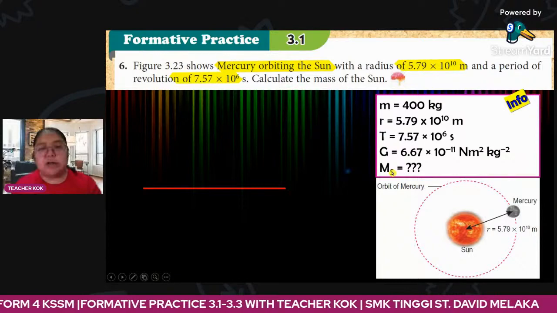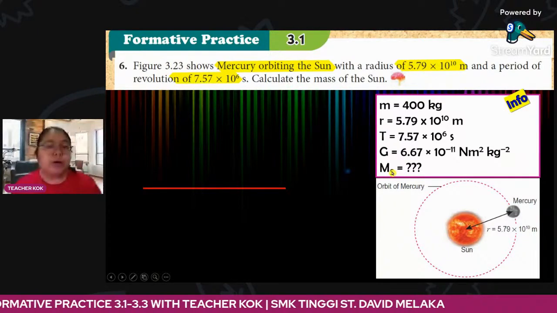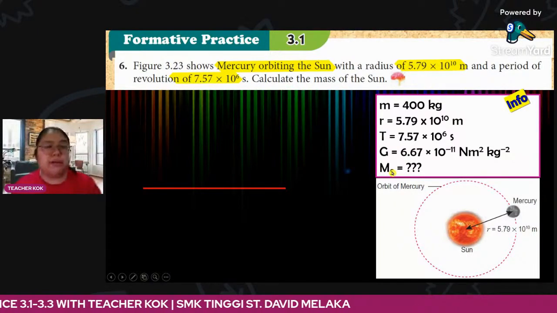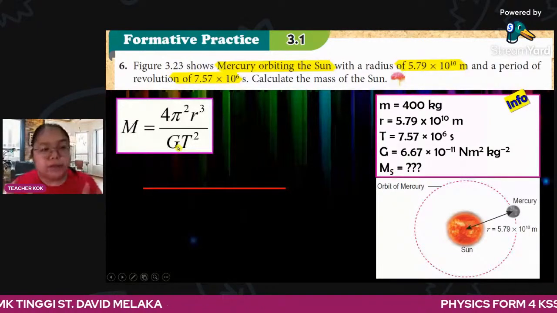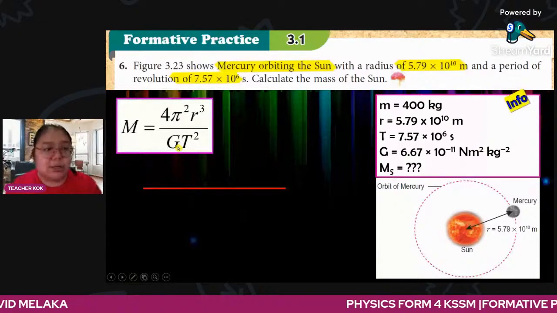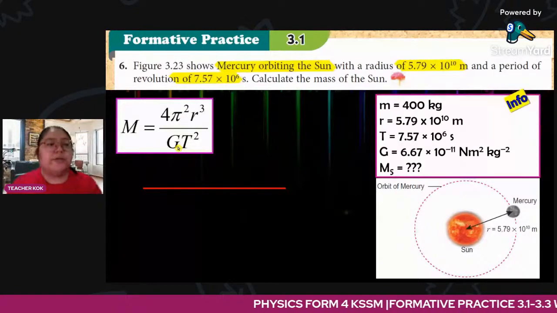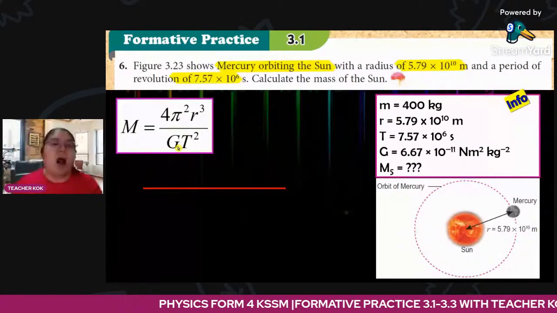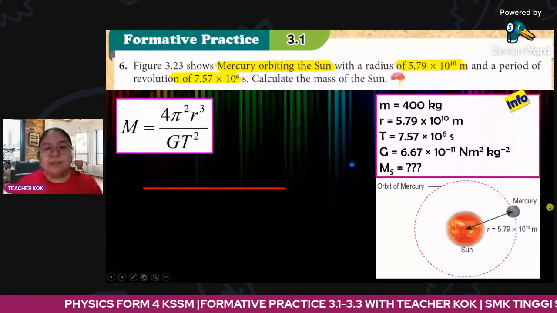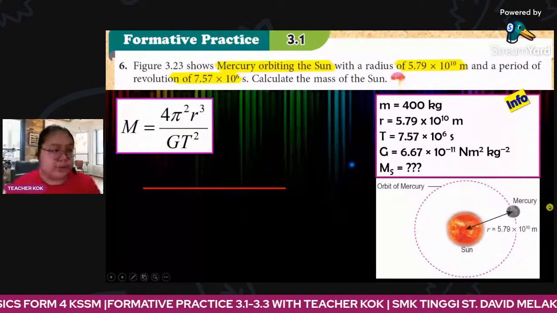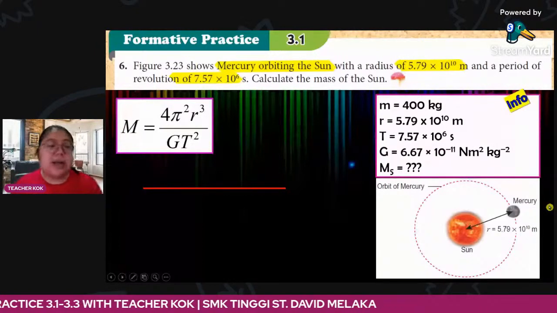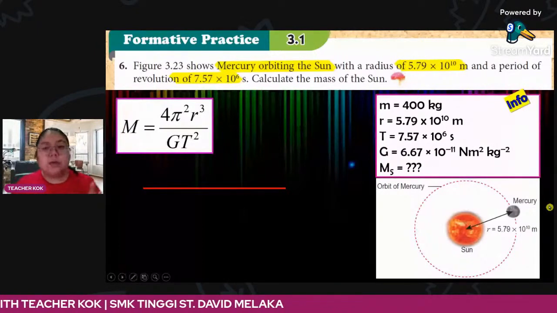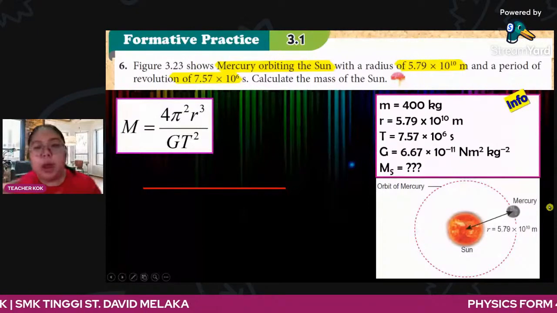So I show you the complicated formula first. This one is a complicated formula for when you want to find the mass of the sun and the mass of the earth. So 4 pi square is a constant value. The r cube is the distance between Mercury and the sun, that one is the radius. Then we have the gravitational constant, then t square. So t square is the period.